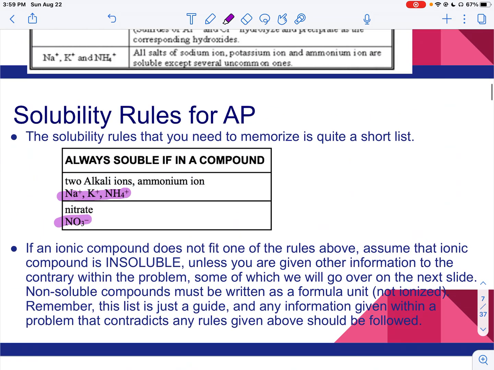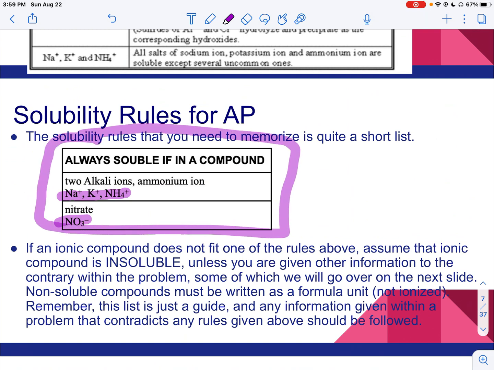This little box is. This you need to memorize, very quick and easy. You probably could do it right now. Na, K, NH4, NO3. Those are the soluble compounds.